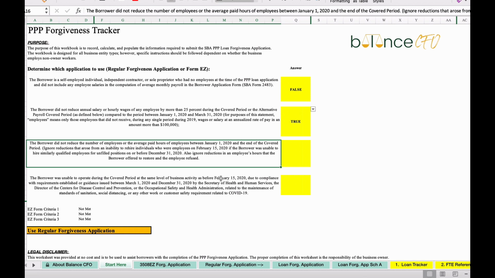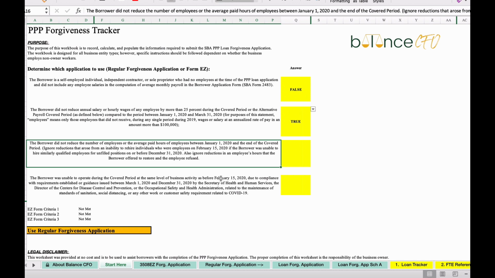But if you add up your full-time equivalent employees on January 1st, and then look at your number of employees at the end of your covered period, or when you're applying for forgiveness, if it's the same or more, then you're good, right? There are some exceptions, even if it is less, if it's less because you tried to restore employment and your employees refused, perhaps they wanted to stay on unemployment. If they refuse employment and you know they're taking unemployment, you are supposed to report them.